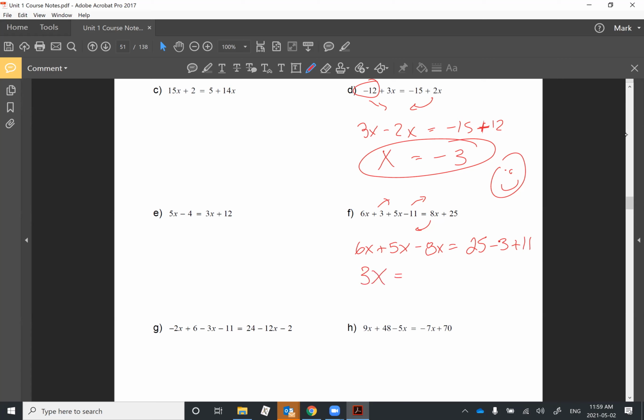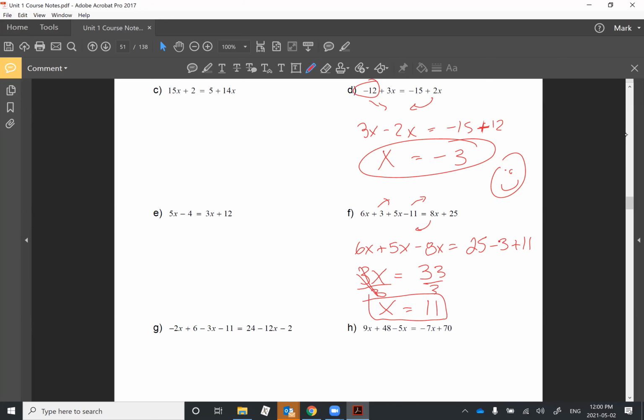3x equals 25 minus 3 plus 11. So 25 minus 3 is 22, add 11 and I get 33. Now I divide both sides by that 3 to get rid of the 3, and you end up with 11. Again, when I move the 3, which is multiplied, on the other side it becomes divide.